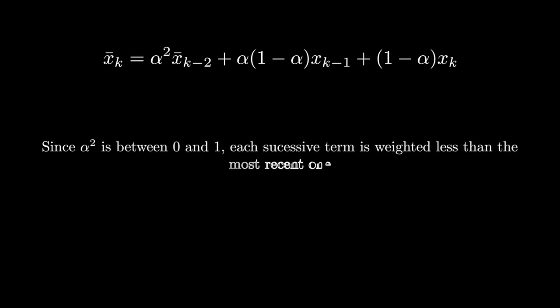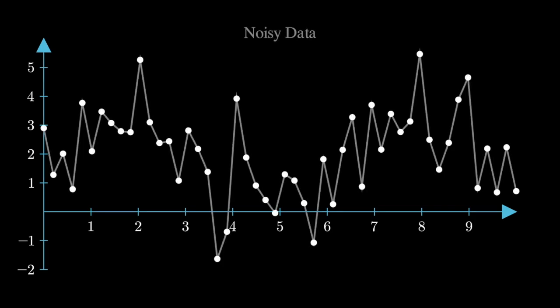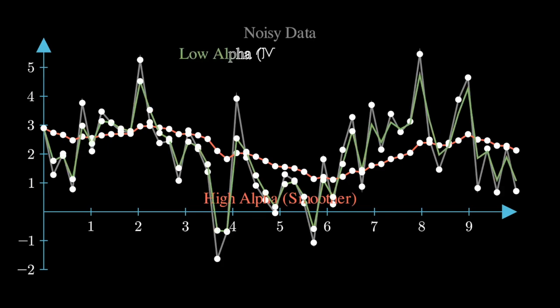Since alpha is a value between 0 and 1, each successive term is weighted less than the most recent one. This means the latest measurement, x sub k, has the highest influence on our estimate, which is what we want. Depending on the value of alpha, we can control how responsive or smooth our estimate is. A higher alpha results in a smoother but less responsive estimate, while a lower alpha makes the estimate more sensitive to recent changes but makes it noisier.